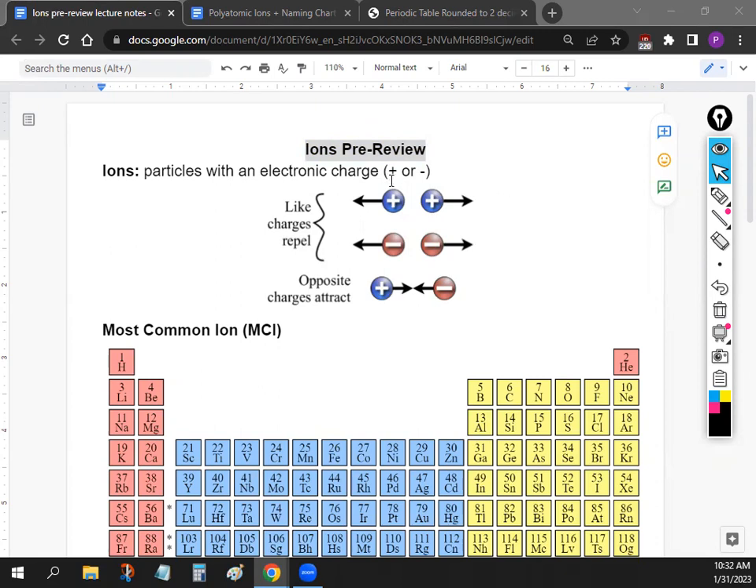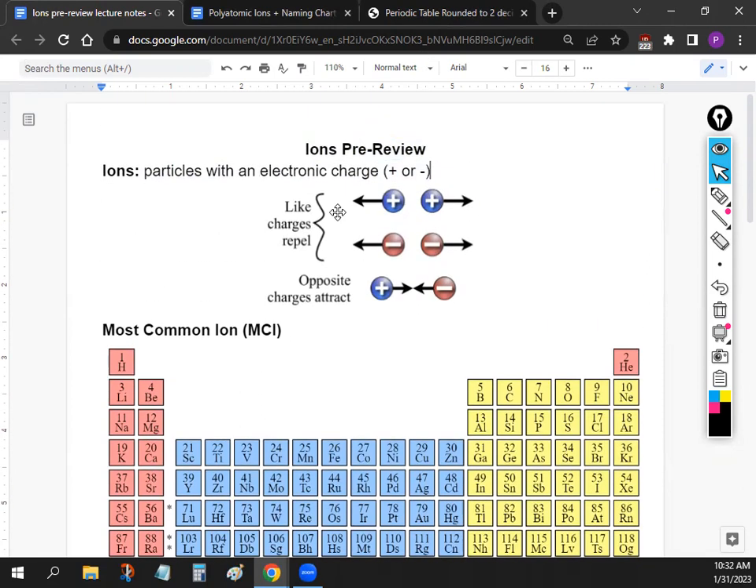Okay, so we learned about ions. You don't need to write this part down because it's review, and this is recorded, so you'll have a refresher. Ions are basically particles, little objects that have an electronic charge. Basically, it just means if it's positive or negative. Like when you have a battery, right? One side is positive, one side is negative.